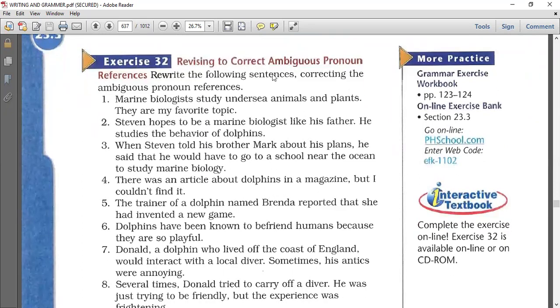Revising the correct ambiguous pronoun reference. Rewrite the following sentences, correcting the ambiguous pronoun references. Take some time to look at numbers 1, 2, and 3. Again, rewrite the following sentences, correcting the ambiguous pronoun references. Number 1. Marine biologists study undersea animals and plants.